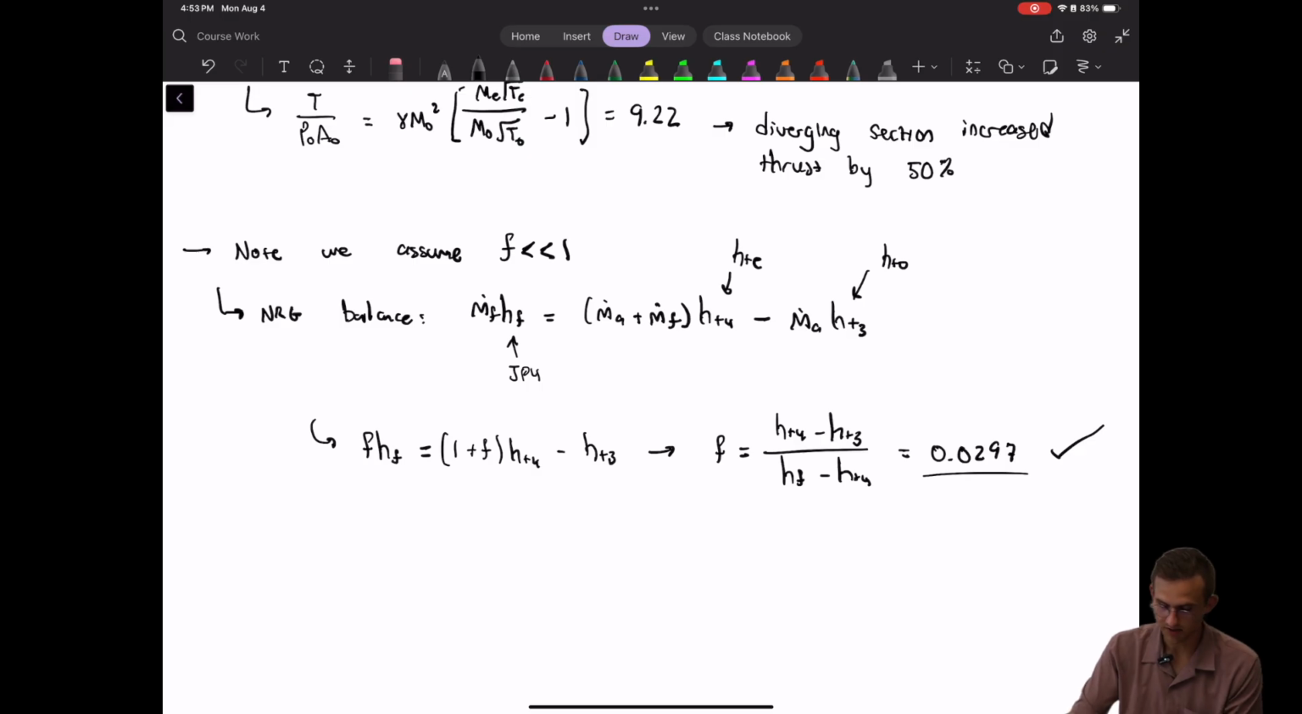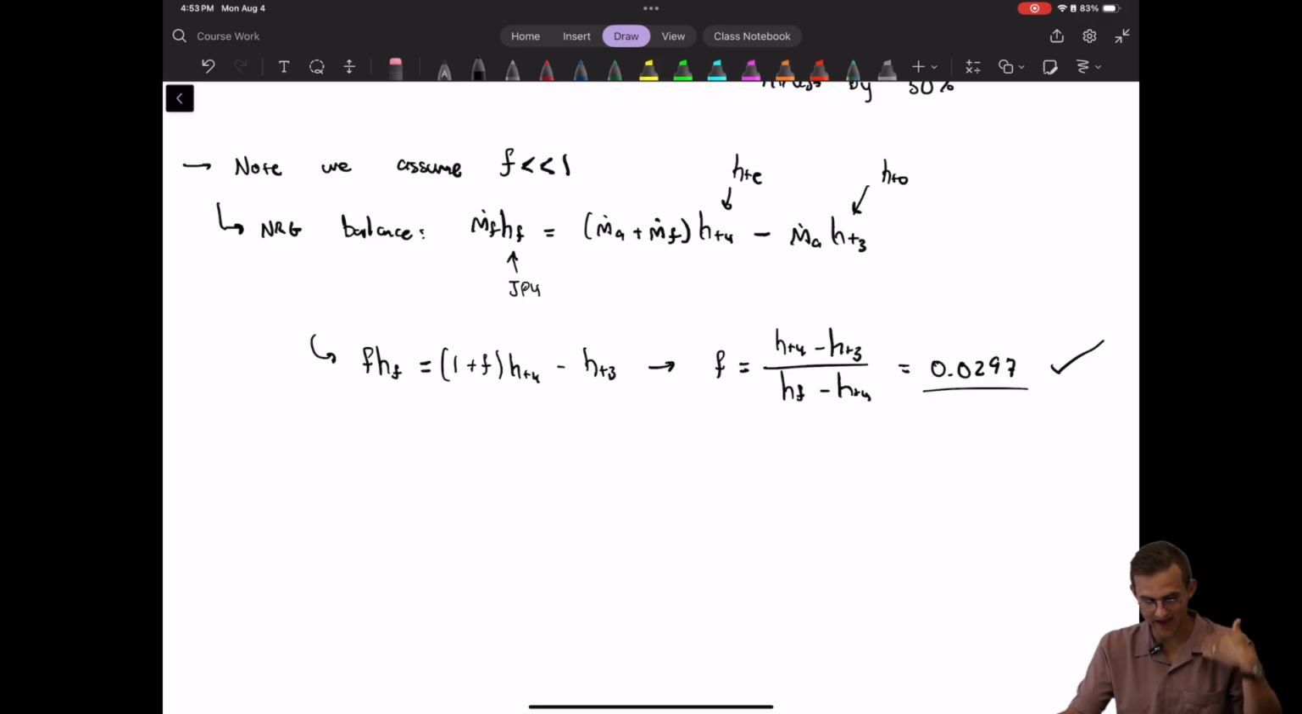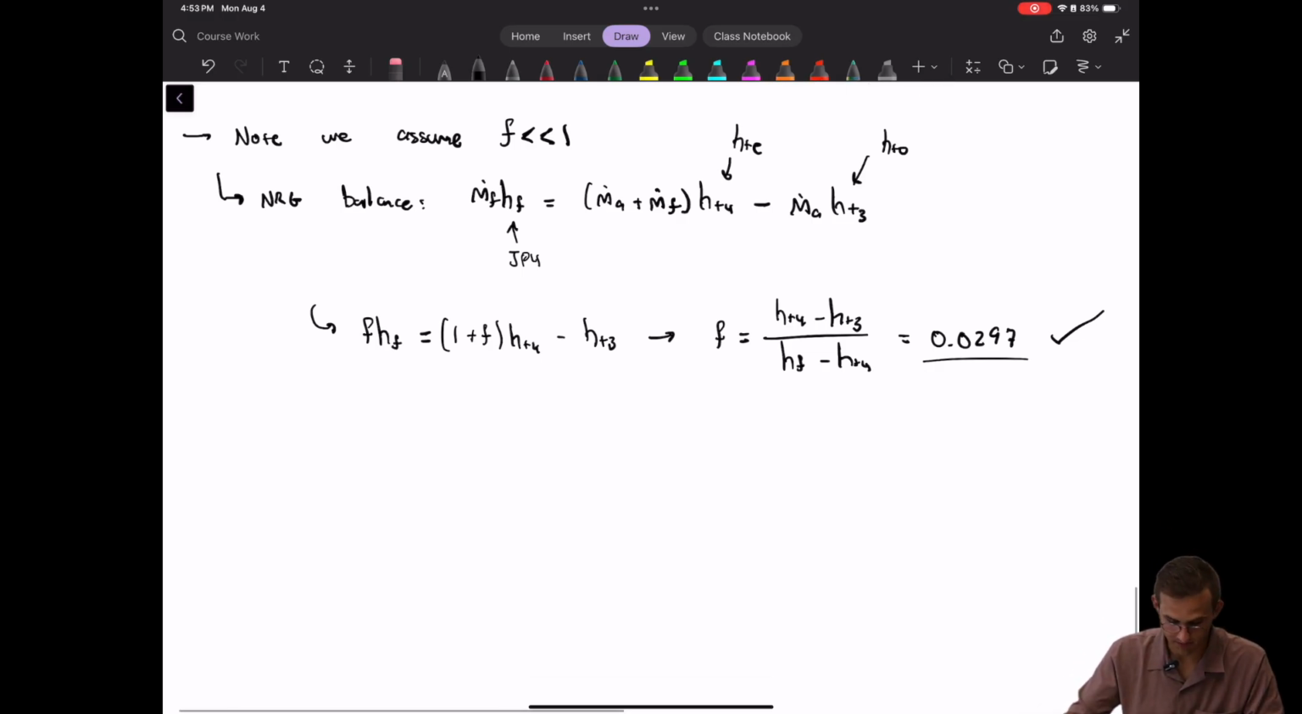Okay, so in general, if you're assuming that you have a very small fuel mass flow rate, you should probably loop back in the end and make sure that with all the values that you calculated, you do indeed get a very small number value for f as a way to validate your assumption.